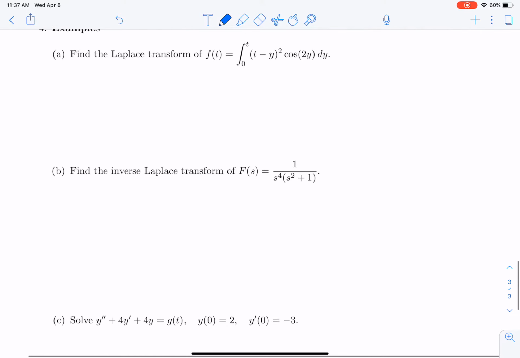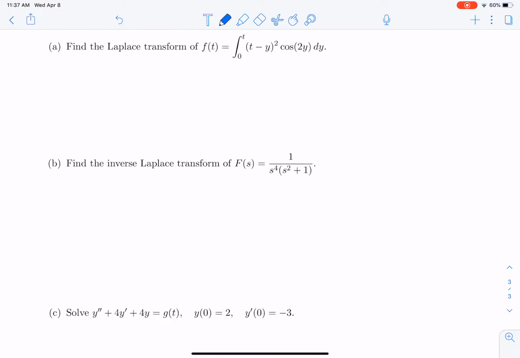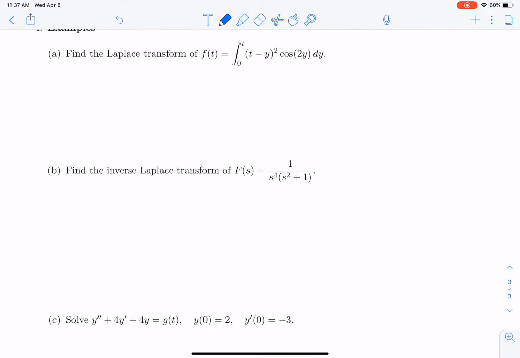Okay, so let's do some examples. First, I want to find the Laplace transform of f of t, which is the integral of (t minus y) squared times cosine of 2y dy. Okay, that's just a weird way to write that. f of t is t squared star cosine of 2t. And I want to take the Laplace transform of f of t. So the Laplace transform of f of t is going to be the Laplace transform of t squared times the Laplace transform of cosine 2t, using that property that we just proved.